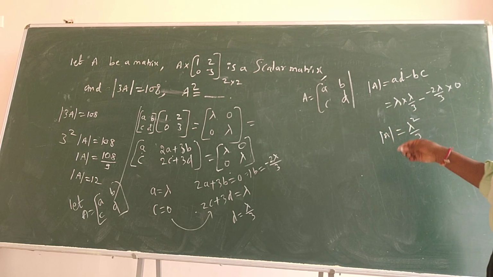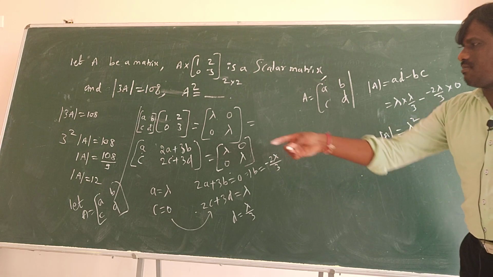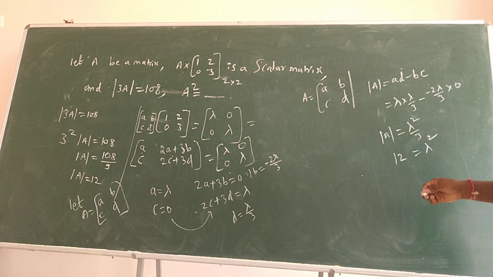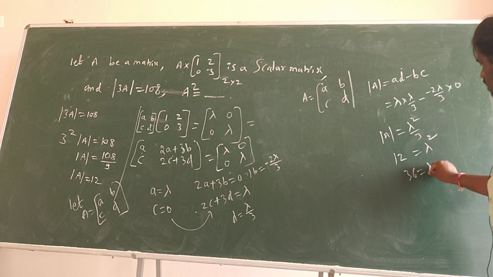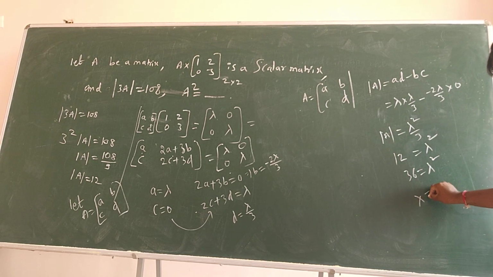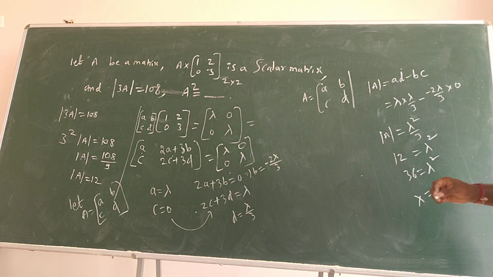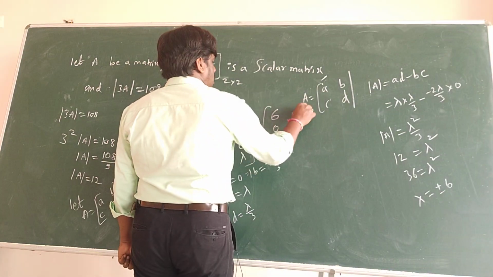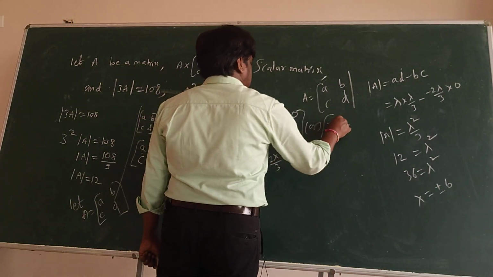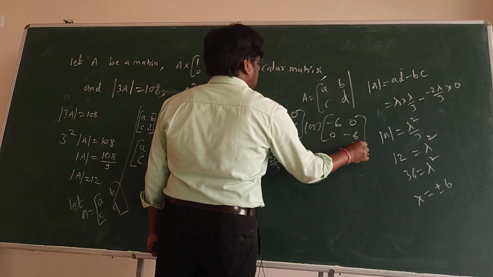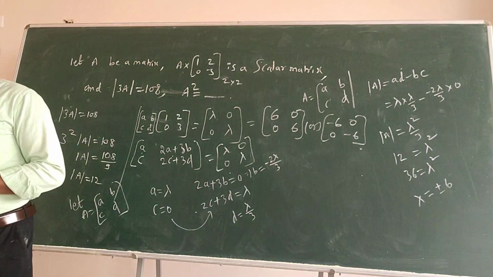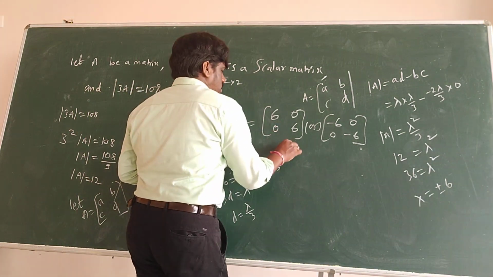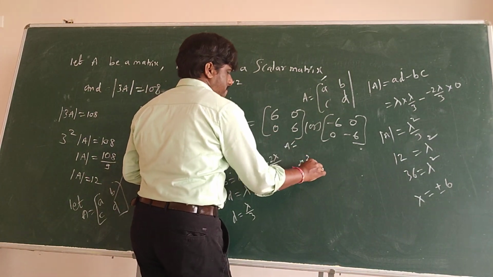But mod A, determinant of A. So what is determinant of A actually? 12. 12 is equal to how much? Lambda square. So 36 is equal to how much? Lambda square. Lambda is equal to how much? Plus or minus 6. So what is this lambda? This will be matrix 6 0 0 6 or minus 6 0 0 minus 6 is the A value. But I have to get what? A square. So you can do A. You got A. It means you can do the A square.